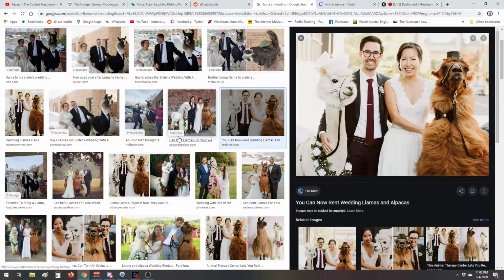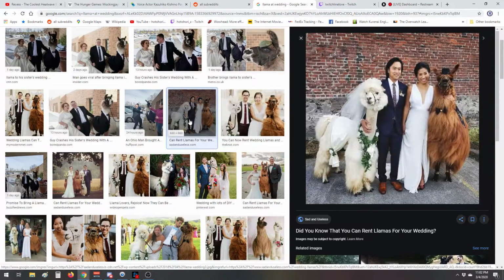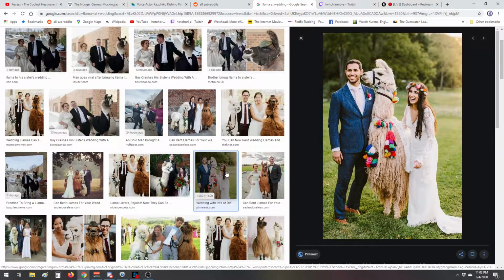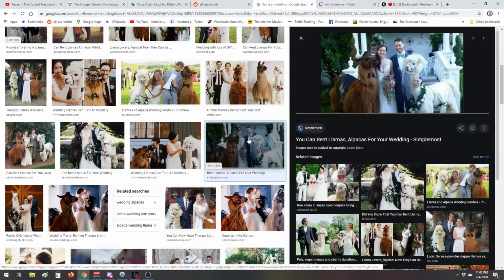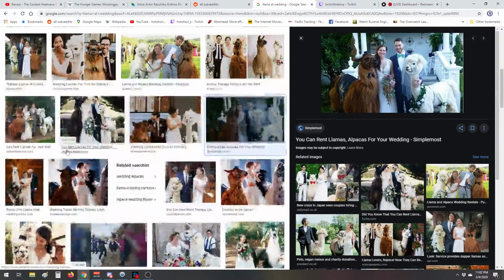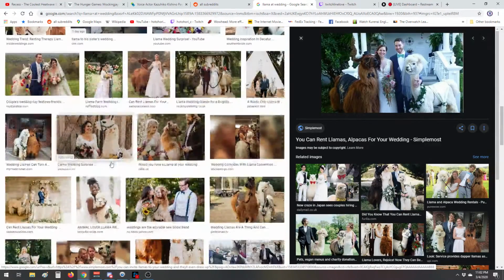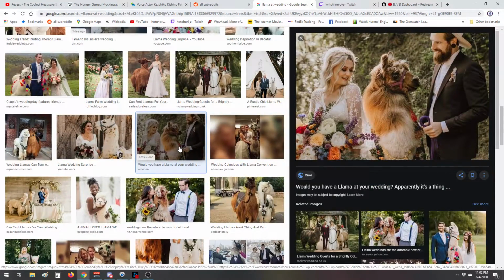They're amazing. It's just like other people have llamas and alpacas. You can rent llamas for your wedding. I didn't realize how normal they made it look, because it's not just one couple that has it. There's a whole bunch of people, and it's like, why is it so normal to have a llama of some sort at your wedding?